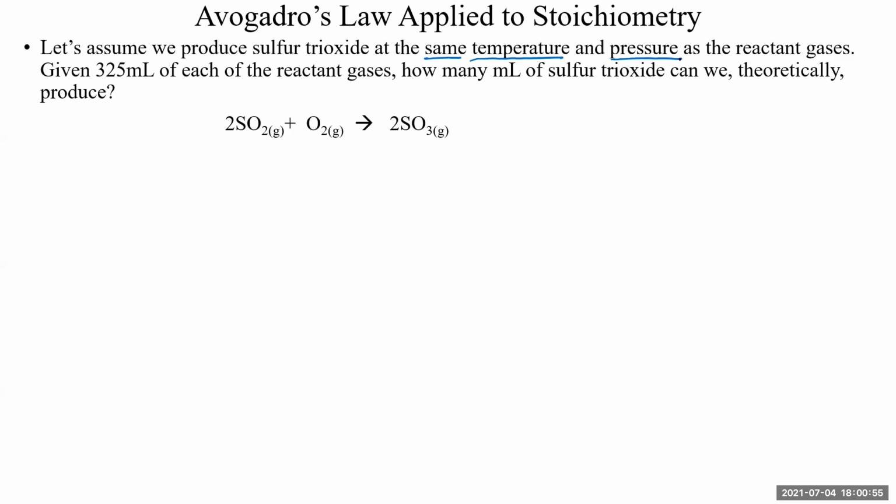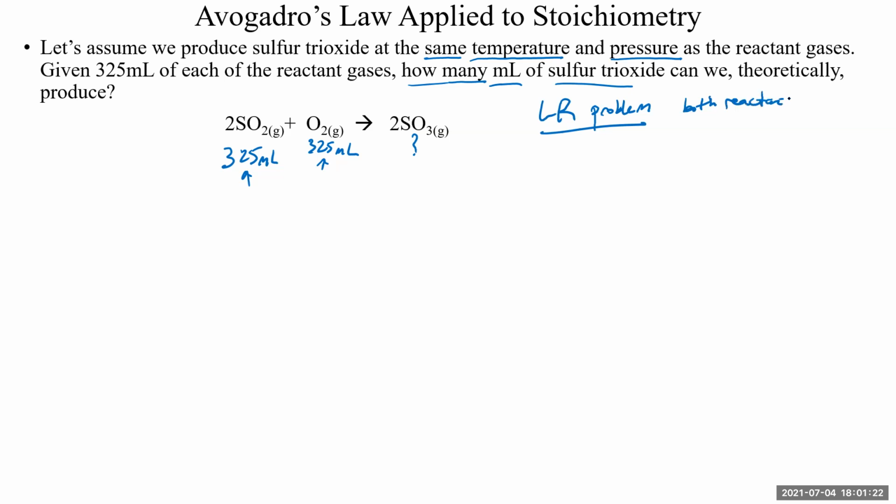Given 325 milliliters of each of the reactant gases, so 325 milliliters, 325 milliliters, how many milliliters of sulfur trioxide can we theoretically produce? Notice this is a limiting reactant stoichiometry problem. Why? Because we've been given specific quantities of both reactants. In other words, it's entirely possible that one of these reactants is going to run out. Now notice we have not been given any grams. We have been given no gram information.